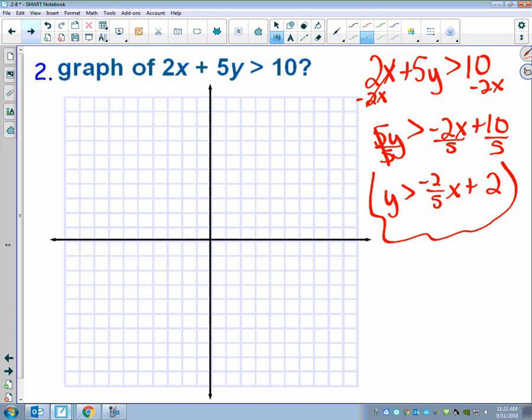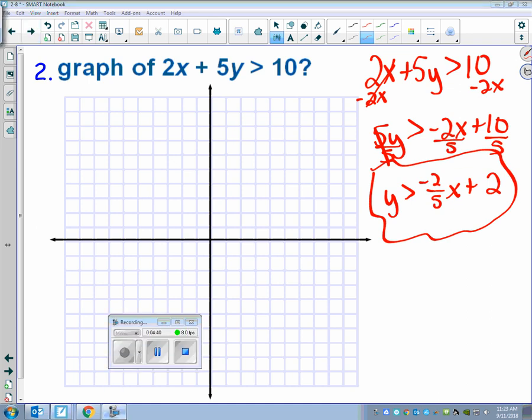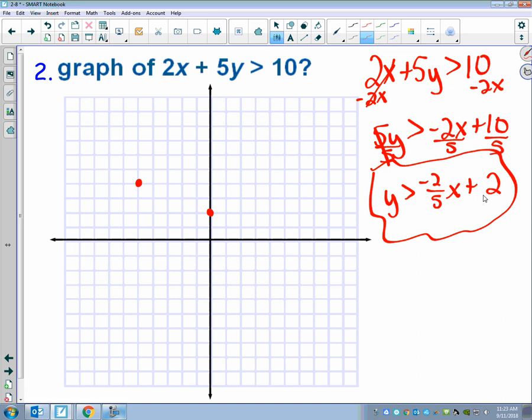So step 1 is you have to get this equation. If you don't get this equation, everything else is going to be wrong. So my y-intercept now is the one without an x up here at 2. And my slope is negative 2/5. So if I go up 2, I need to go back 5. Or if I go down 2, that's my negative, and then I would go over 5.